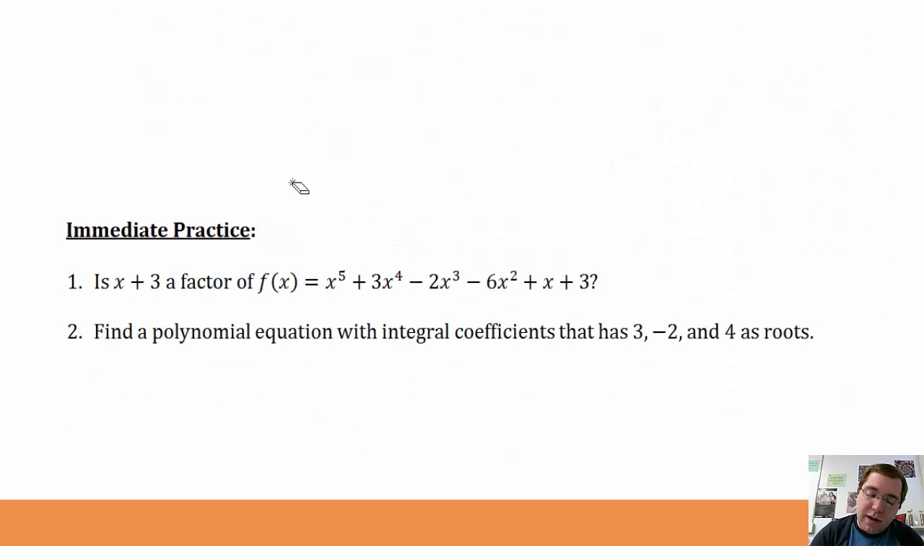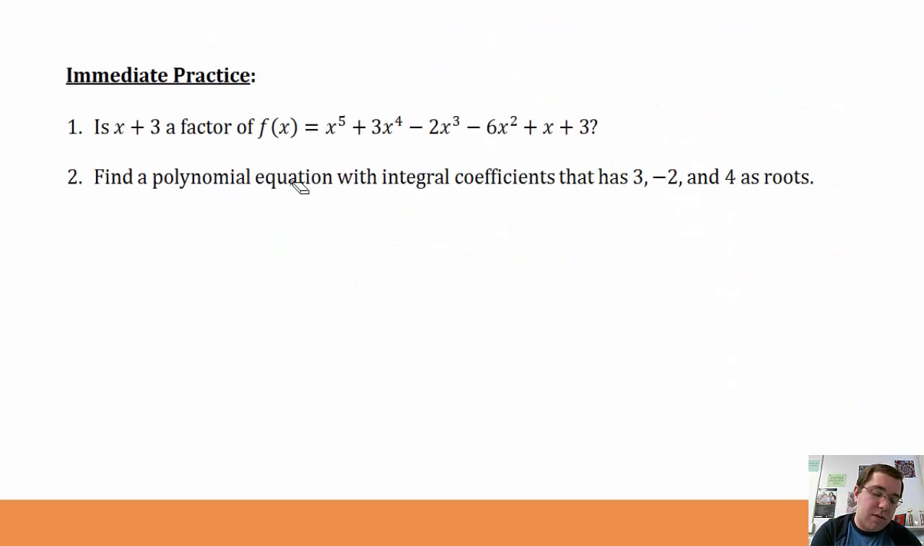Here are your immediate practice problems. Number 1, is x plus 3 a factor of that really long 5th degree polynomial? All you have to do is check to see if when you divide by negative 3, do you get a remainder of 0? If so, it's a factor. If you don't, it's not a factor.